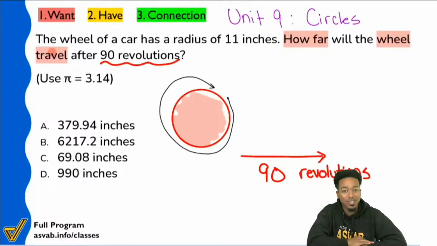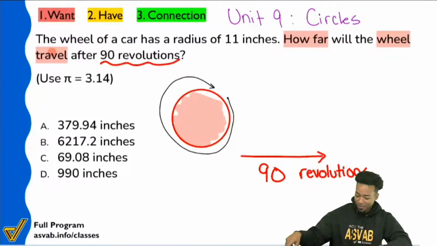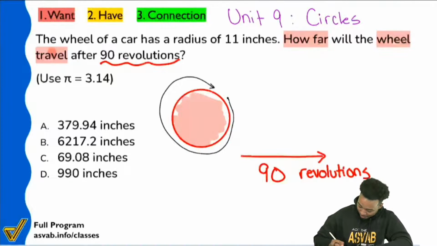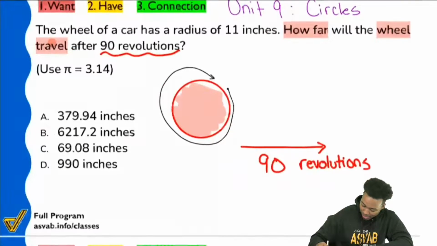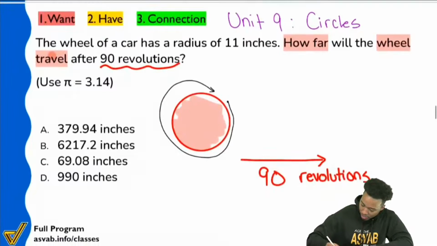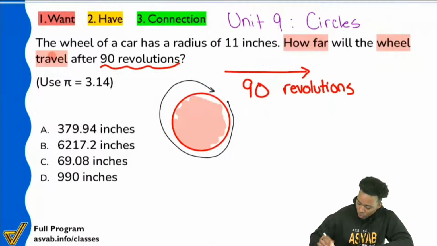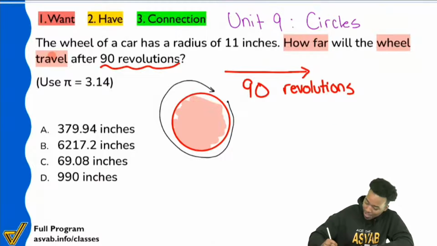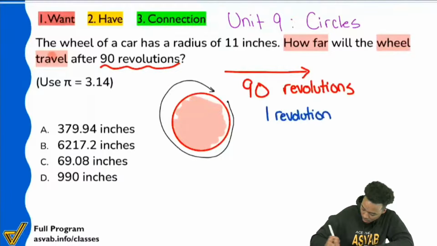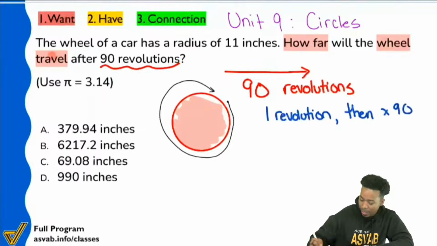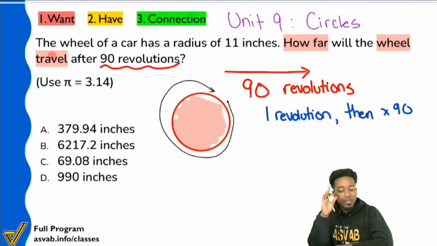That should be the biggest question of the day. Here's how we do it. One revolution. Let's go and zoom on in just slightly. Actually, let me go ahead and take this, put this up here. So what we are trying to do is, again, find one revolution and then times 90. Then we will times 90. That is the game plan.